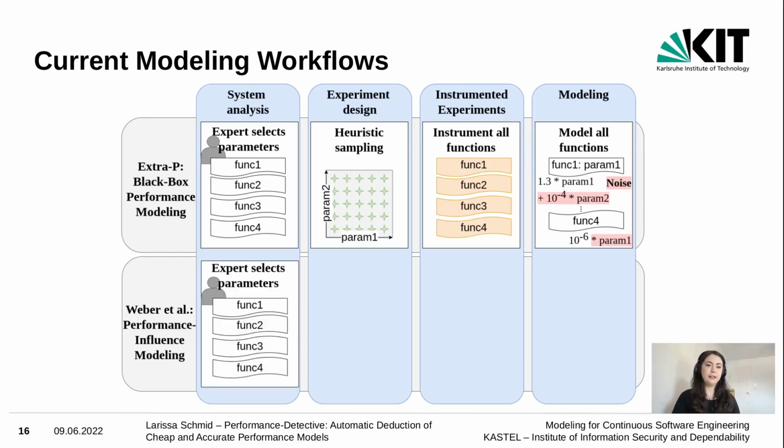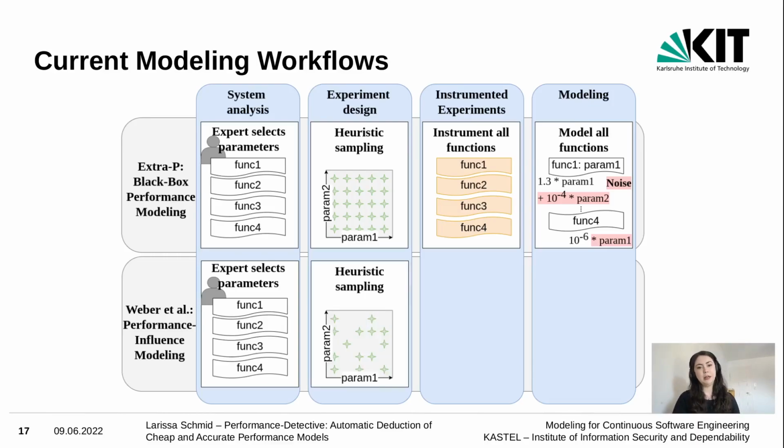For Werle et al., they start off in the same way. An expert selects the parameters. However, they use a different approach to this sampling, where they use a Plackett-Burman design, where you decide about how many measurements you want to take, and also how many values per parameter you want to have, initialize that with a random seed, and then end up with the measurements you have to take.